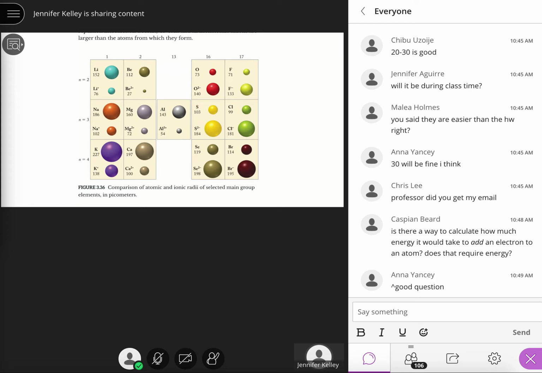Actually, that would be called electron affinity, and that's in Wednesday's lecture. It's called electron affinity, and that is actually what we're going to go over. And yes, there is a way to calculate that.